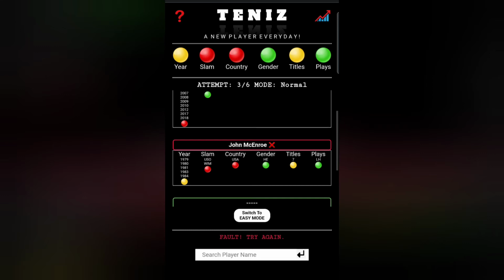It can be 85, 86, and 87. Because if it was one of these years, it would have shown in green. It is showing in yellow because it is not one of these years, but it is at a difference of 3 from one of these years.